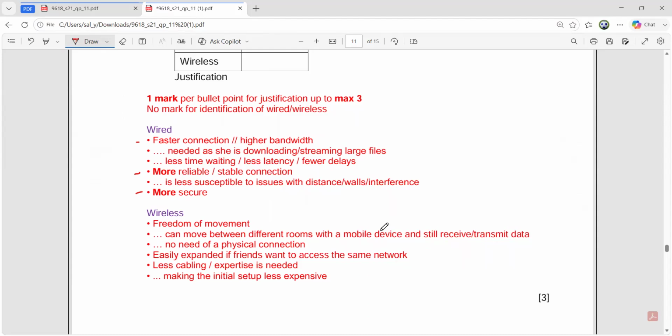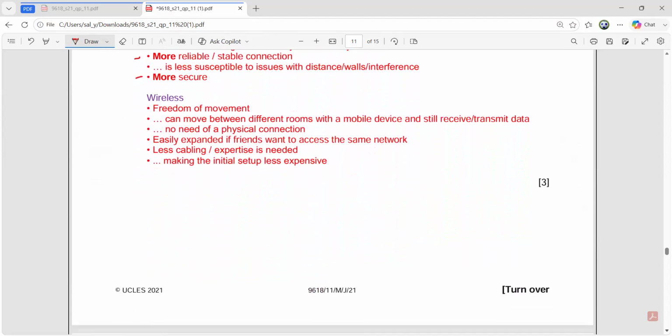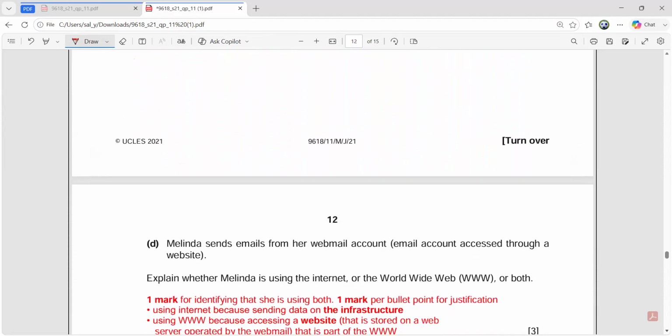You do not have to be present near the socket because this is a wireless network. It is easily expanded if friends want to access the same network. As we know, less cabling is involved and less expertise is needed, making the initial setup less expensive. We all know connecting to a wireless network is far easier and far faster. For example, if my friend has come and wants to connect to the wireless network, that is very easy. But for wired, I need some expertise, I need some cabling. So be clear, your justification should be right to give you the marks.